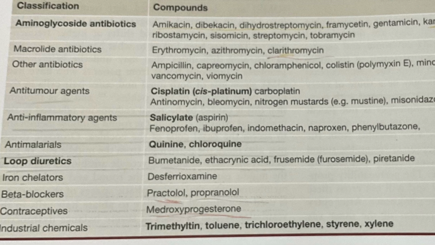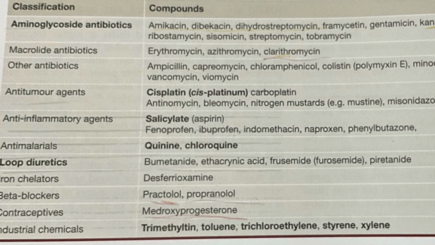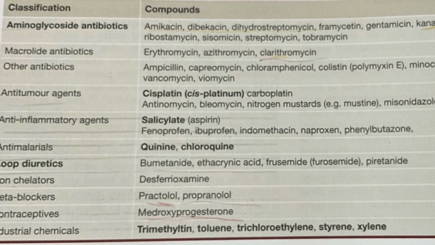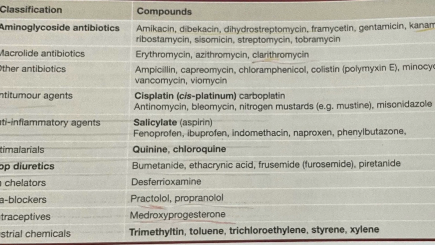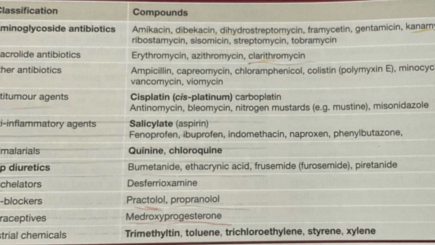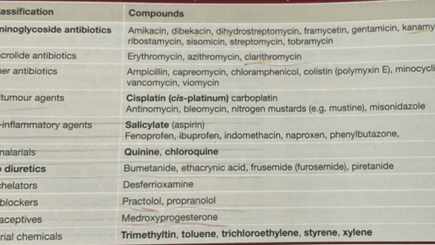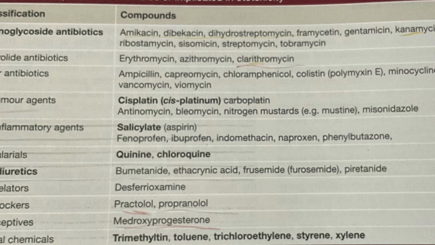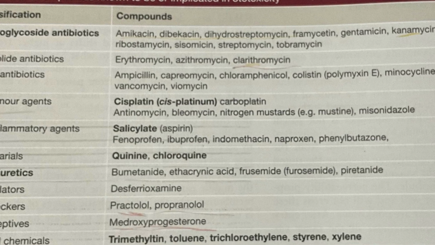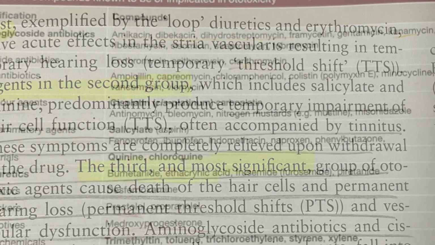ototoxicity. Ototoxicity refers to ear damage caused by certain medications or chemicals. This damage often targets the sensory hair cells in the cochlea or vestibular system, leading to hearing loss, tinnitus, or balance issues. Importantly, the effects can range from temporary threshold shifts to permanent hearing loss. Let's start with the first group.